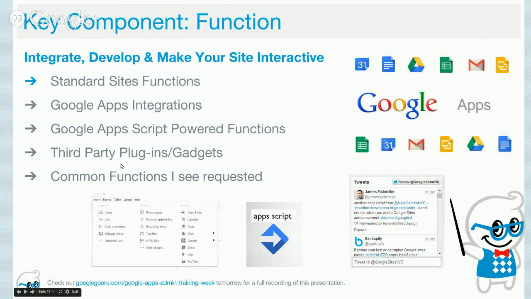Then thinking about third-party plugins and gadgets, that's why I put the Twitter feed here. You can integrate Twitter or Yammer or Facebook, making it more social in a way. So you're not just limited to Google products. You can iframe in or gadget in a lot of other third-party apps if they give you that provision or an API to work with.